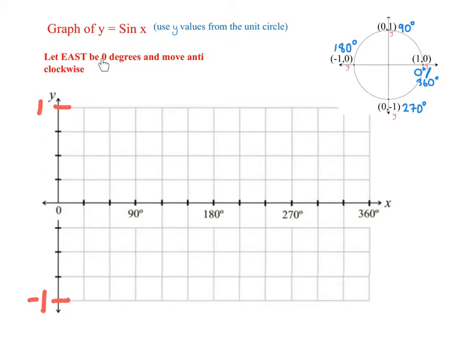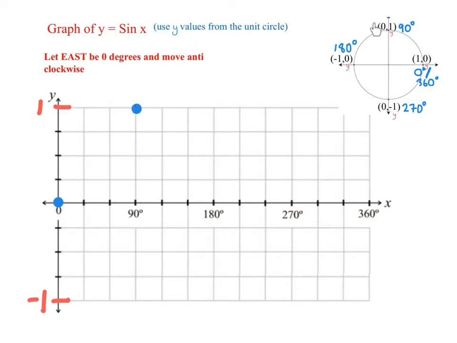So we let east be 0 degrees and we move anti-clockwise. So we started at the easterly point and we have 0 degrees to start off with, and we match that up with our y values, which is 0. So we're going to start at the point 0, 0. So I've just plotted the point 0, 0. We move anti-clockwise and we have 90 degrees as our x value and 1 as our y value. So we have 90 degrees for our x-axis, 1 for our y-axis, so we plot our point.